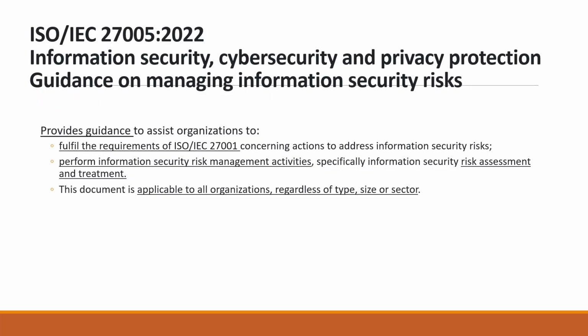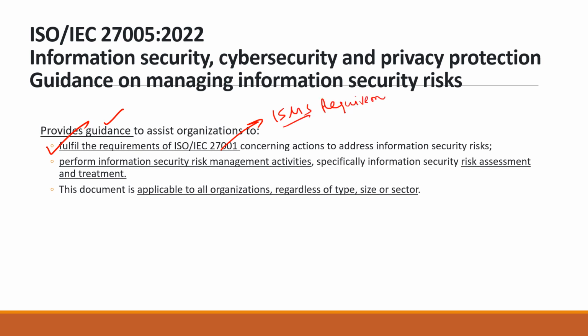So what does this guidance on managing information security risk talk about? This document, ISO 27005, is a standard that provides guidance. As I said, it is not mandatory; it gives you guidance, and you have to apply it as per your organization's context. With the help of this guidance, it will assist the organization in fulfilling the requirements of ISO 27001. 27001 gives you the requirements for an information security management system.